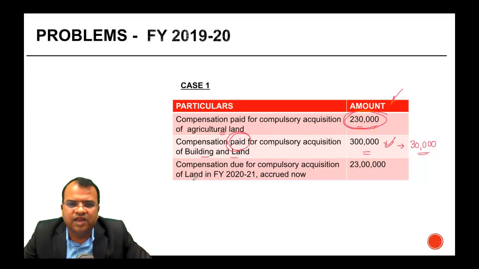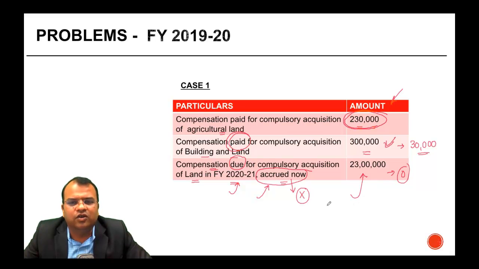Compensation due for compulsory acquisition of land in 2021 accrued now. So basically there's an accrual of compensation which is going to be due in a future year, but it has been accrued in the books of accounts. Since the TDS has to be deducted at the time of payment, accrual will not carry any significance and therefore there will be no TDS deducted even though the accrued amount is 23 lakh.